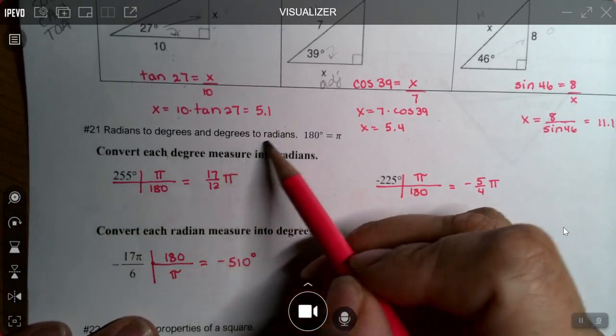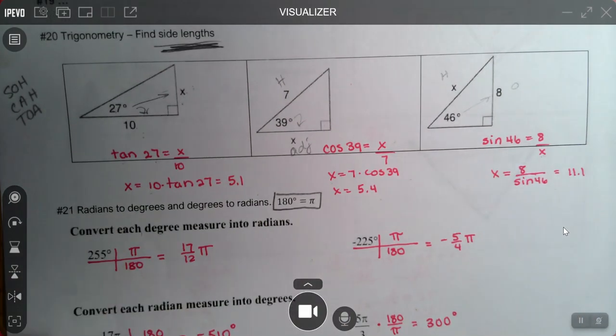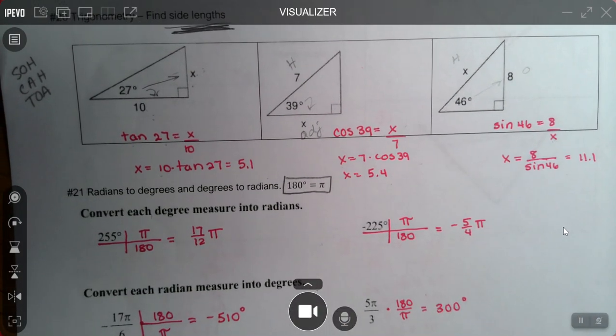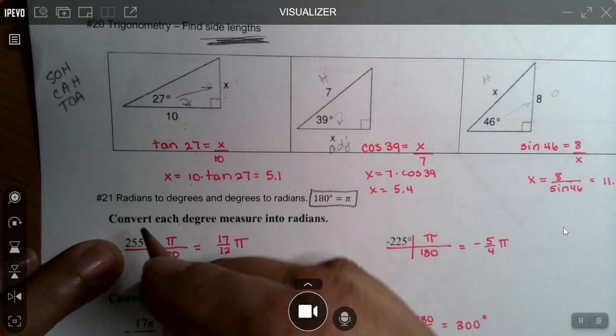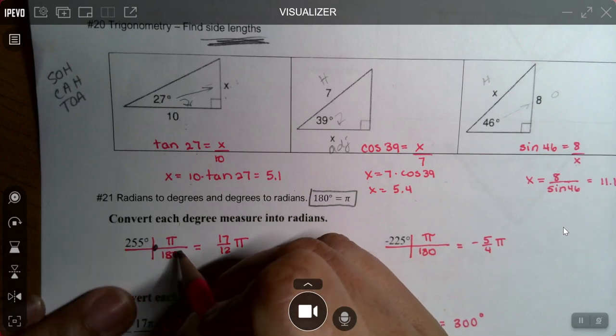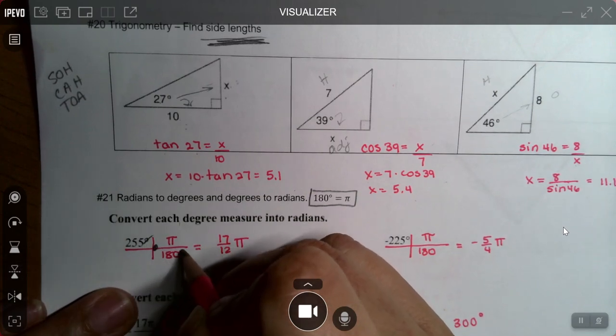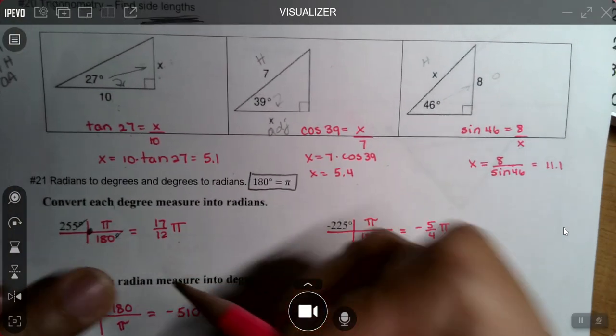Radians to degrees, degrees to radians. You need to remember that 180 degrees equals pi radians. So this is 255 degrees. So we're gonna multiply by pi over 180. 180 goes in the bottom because you want the degrees to cancel. Calculator: 17 over 12 pi.